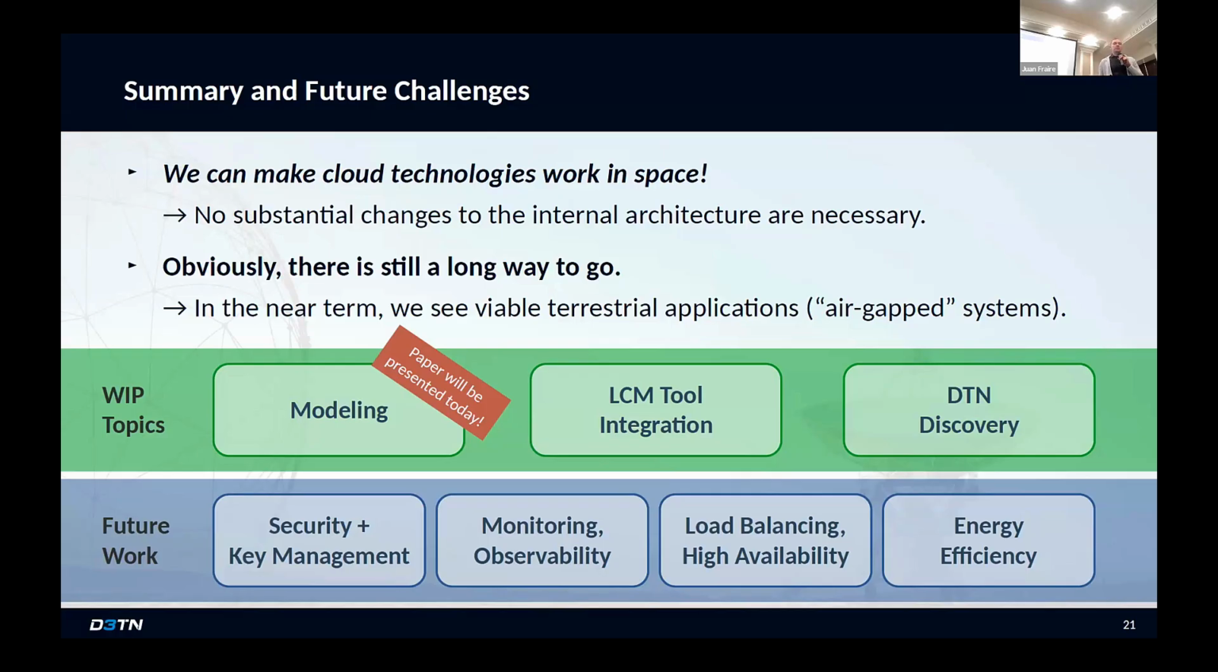The third aspect is load balancing and high availability. The infrastructure we are using already has quite some nice properties and quite some nice facilities for that. However, of course, we also need to make our extensions highly available. And yeah, we plan to explore, for example, also load balancing for the D3TN link. And yeah, last but not least, energy efficiency is also key for space applications.